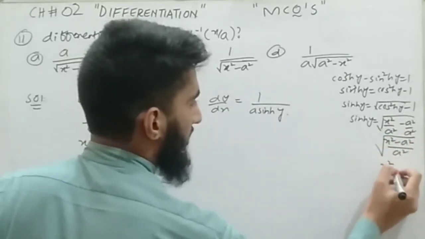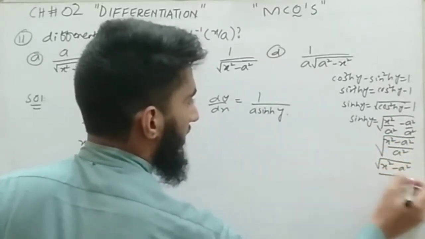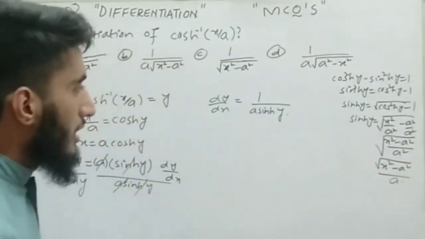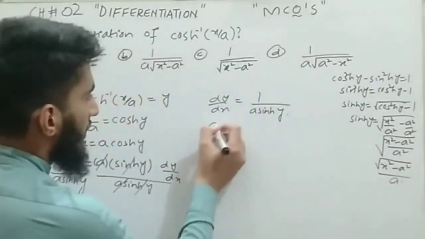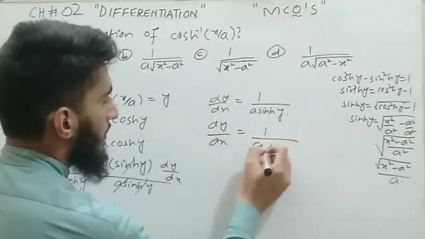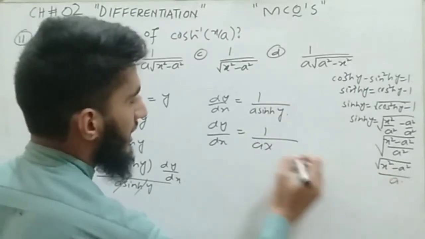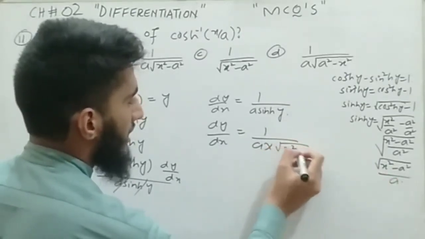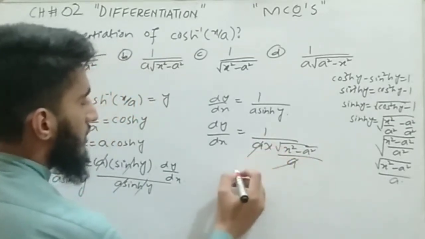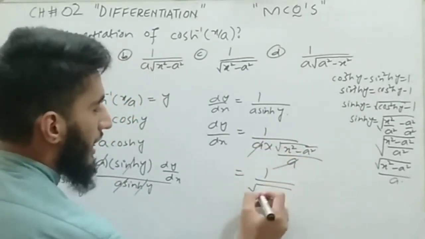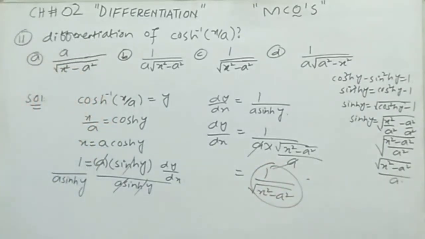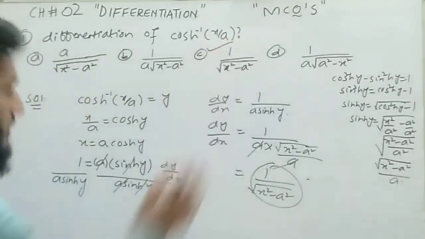So in numerator we are left with under root of x square minus a square. In denominator the square will cancel with the under root, so a will come out of the under root. So we will put the values over here. So dy by dx will be equal to 1 over a multiplied by sine hyperbolic y, which is under root of x square minus a square divided by a. So this a is cancelled with a, and we are left with 1 over under root of x square minus a square. So this is actually our required derivative. So the correct option will be option number C.